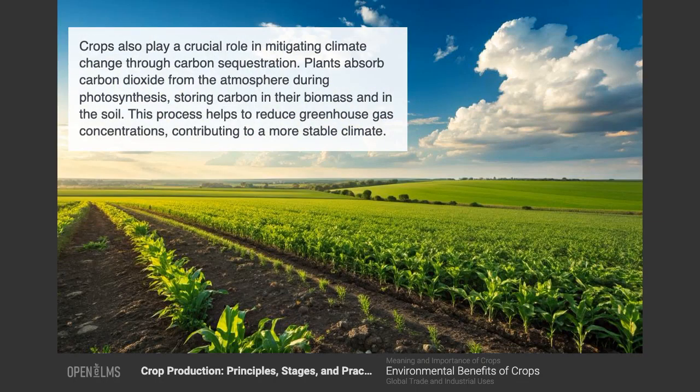Crops also play a crucial role in mitigating climate change through carbon sequestration. Plants absorb carbon dioxide from the atmosphere during photosynthesis, storing carbon in their biomass and in the soil. This process helps to reduce greenhouse gas concentrations, contributing to a more stable climate.